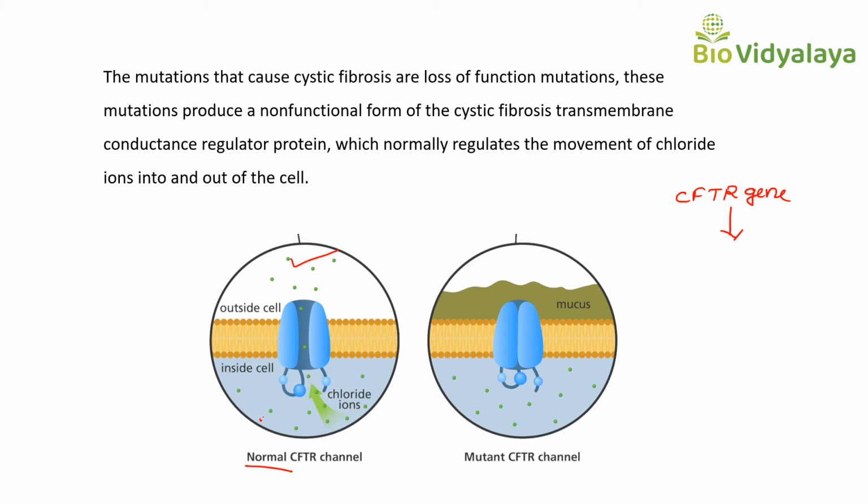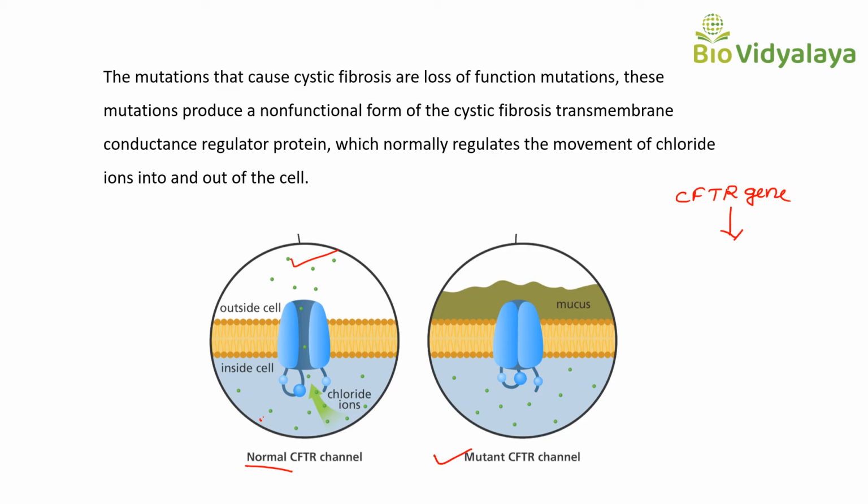If the CFTR protein does not function properly, mutant CFTR, then the balance of chloride and fluid is disrupted, causing mucus in various organs to become thick and sticky, and that will lead to lung infection, poor digestion problem, and some problems in the reproductive system.